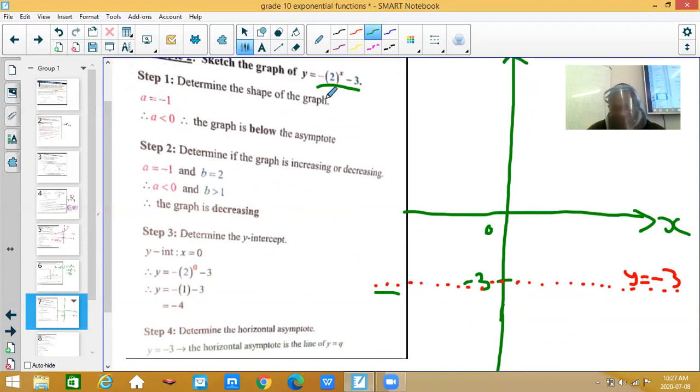Now, let us look at b. We are saying it is below there, or it could be something like this or that. Now let us look at the value of b. How is b? Positive, right? Since it is positive, is this graph increasing or decreasing? Decreasing. Now, if it is decreasing, it means our graph will be something like this.